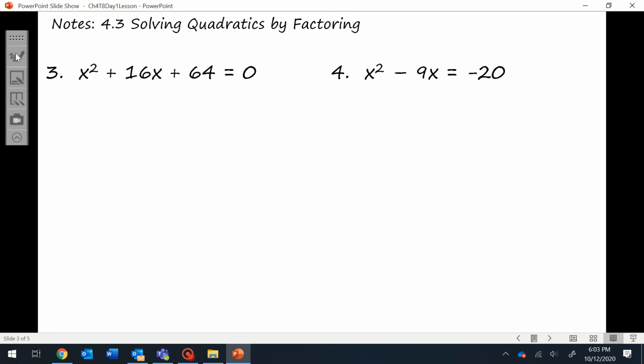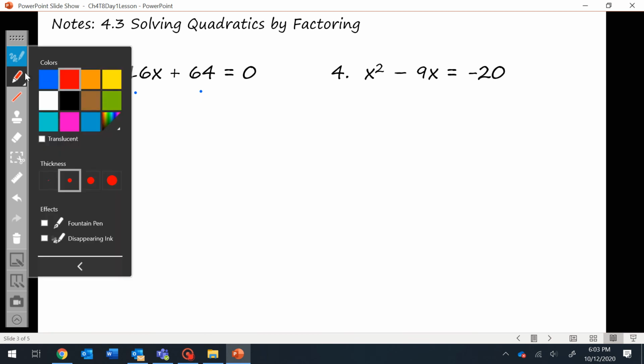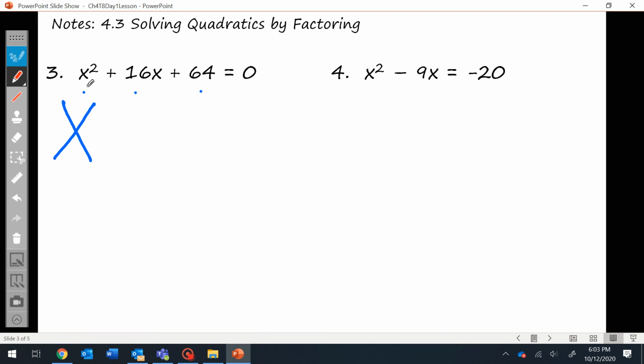Alright, let's look at number 3. Number 3 is equal to 0, so we can go ahead and try to solve this. Since it's equal to 0, we don't have to change anything. This is a trinomial, x squared plus bx plus c, which means we're going to have to factor it. And we can use the shortcut on this one since the a value is 1.